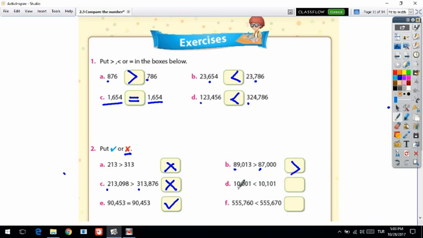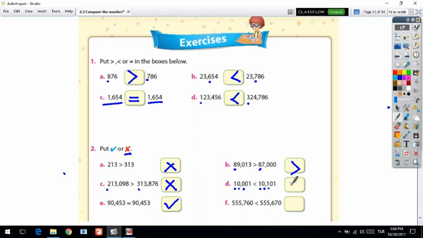Next one, 1, 1. Okay, first I will look at how many digits you have in this kind of number. 1, 2, 3, 4, 5. 1, 2, 3, 4, 5. Okay, now let's compare from the biggest place. 1, 1 equal, 0, 0 equal, 0, 1. So 1 is bigger than 0, because of that 10,101 is bigger than 10,001.